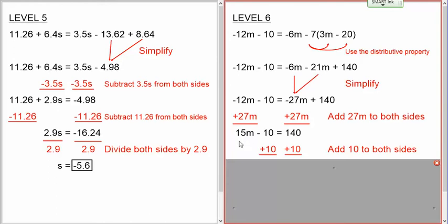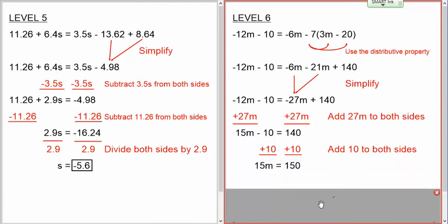Then I'm going to get everything away from this 15m, so this negative 10 I've got to get rid of, and I'm going to add 10 to both sides. Negative 10 plus 10 is 0, so we'd have 15m plus 0 is 15m, and 140 plus 10 is 150. So I added 10 to both sides.